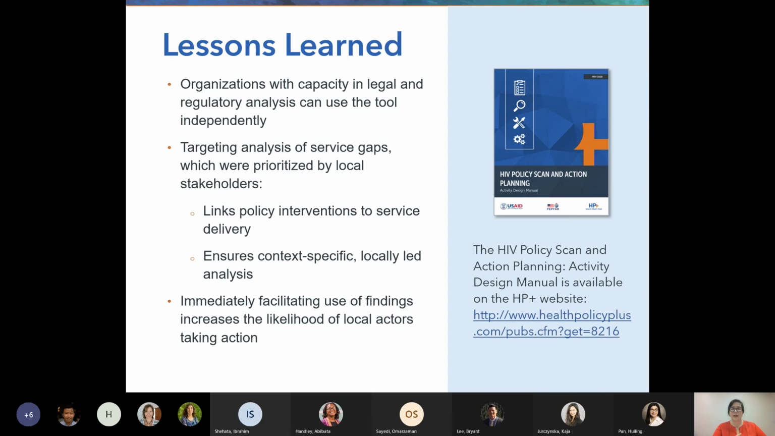We find in our work that there can be a lot of confusion about what effect policy has on service delivery and how we can scale up good practices. This is one of those clear opportunities for stakeholders to see that link. And also, by targeting the analysis, it helps to ensure that it remains very context specific and locally led. Finally, immediately facilitating use of those findings is key, really, for any analysis, and particularly for legal and regulatory analyses, to make sure that the findings don't just sit on the shelves.